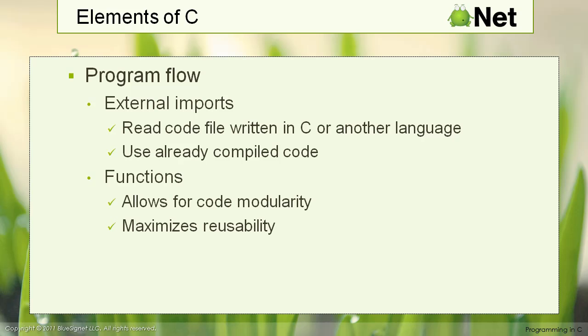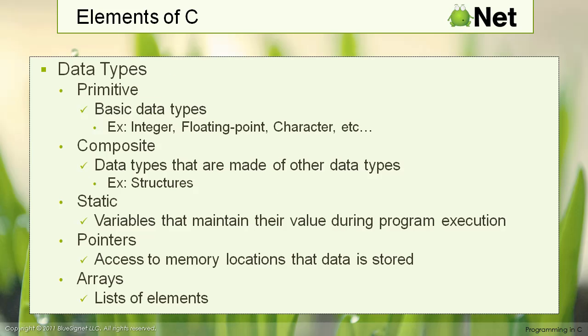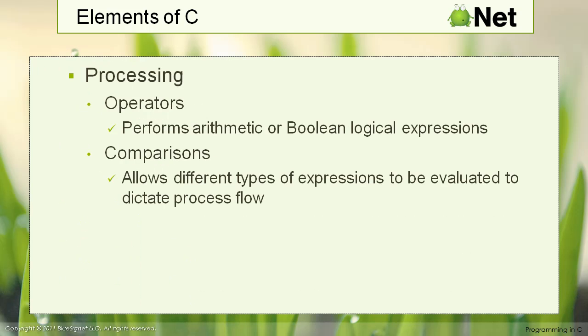That means that we are allowing the code to be more modular and prevent us from retyping the same code many times over, and therefore maximize reusability of the code that we write. We also implement data types, such as the primitive data types, the basic data types, composite data types, which we've talked about. We're probably nauseous how many times we've talked about these. Static data type, which is just a data type that maintains its value during a program execution. Pointers, and arrays. We also have operators and comparison operators.